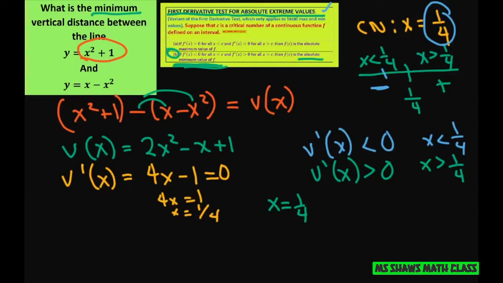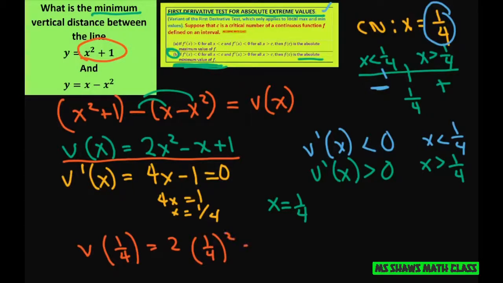Now the minimum distance: you just plug it back in to v of 1/4. So v of 1/4 equals 2 times 1/4 squared minus 1/4 plus 1. So the minimum distance equals 7/8. Almost a 1. And that's it.